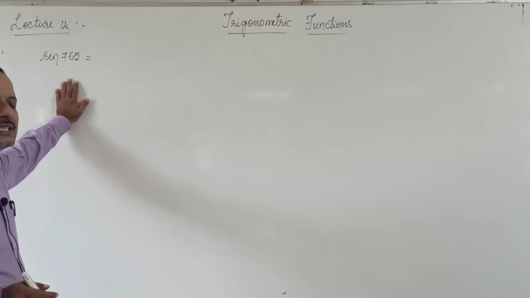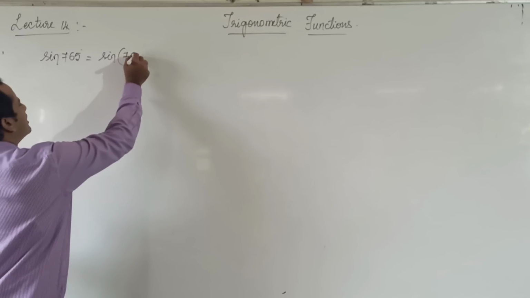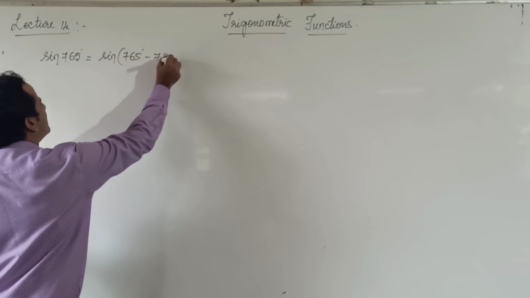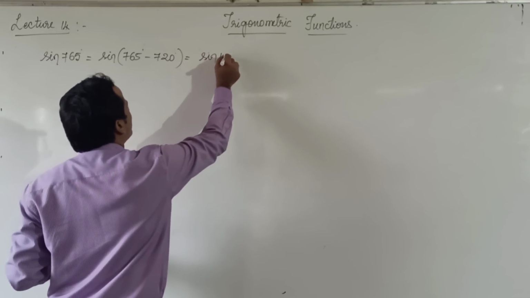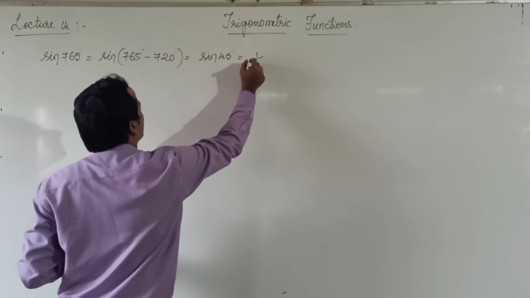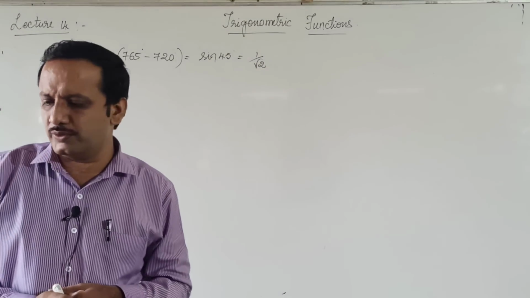I will subtract 720 degree now. So this is equal to sine of 765 minus 720 degree. That's equal to sine 45 degree. Sine 45 degree is equal to, as you know, 1 by root 2.